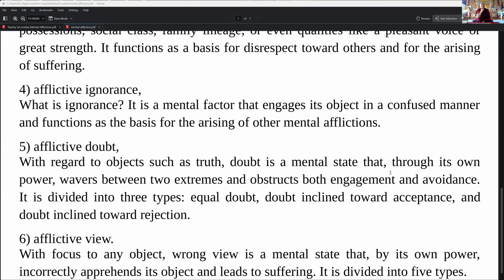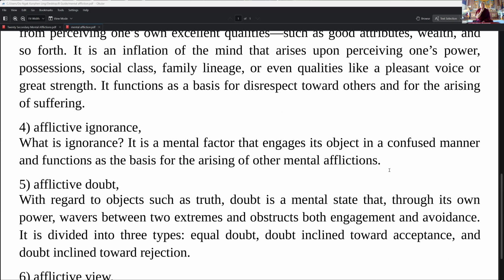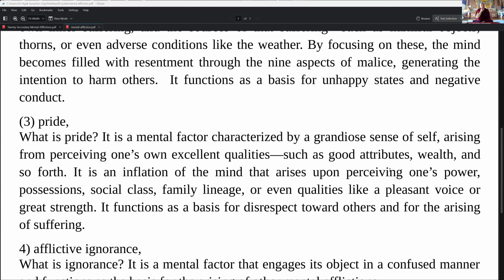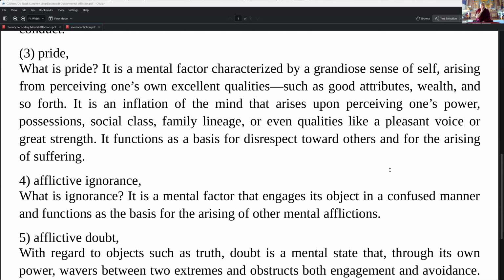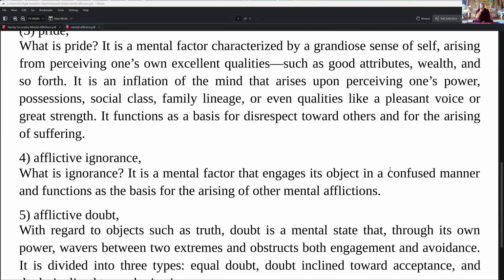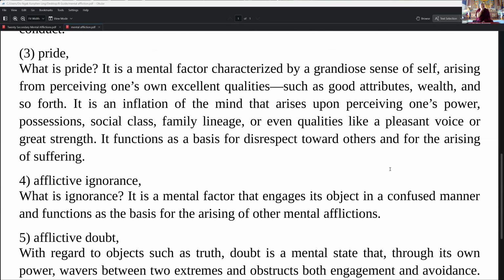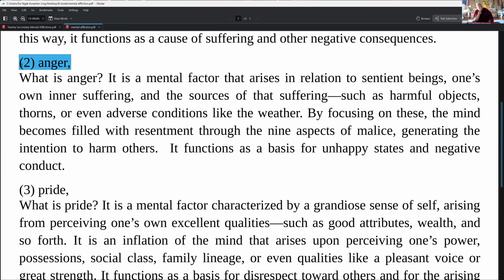Regarding the Buddhist texts, we count 6 root mental afflictions or negative emotions and 20 secondary mental afflictions. Within the 6 root mental afflictions, we finished talking about attachment, and next we talk about anger. We just started anger last time. Let me read it again. The definition of anger here: what is anger?